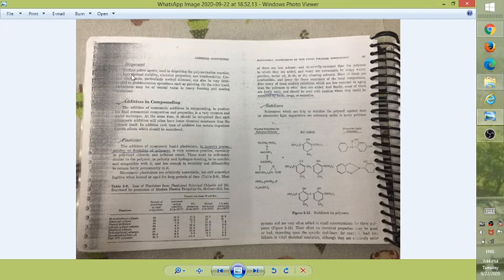Dispersant. Surface active agents used in dispersing the polymerization reaction can hurt thermal stability, electrical properties and weatherability. Certain dispersants, particularly methyl silicones, can also be very detrimental to post decoration operations such as painting. On the other hand, surfactants may be of crucial value in many foaming and coating operations.